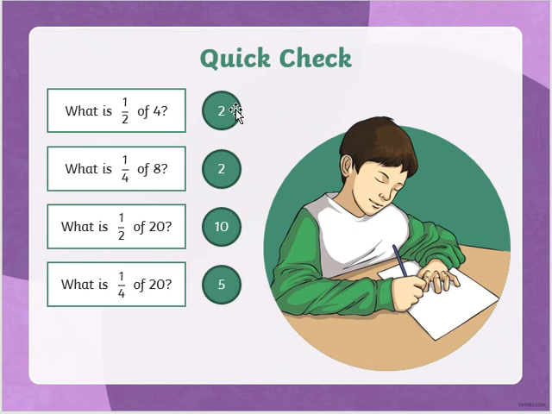As we said, 1/2 of 4 is 2. 1/4 of 8 is 2 because 8 divided by 4 is 2. 1/2 of 20 is 10. 20 divided by 2 is 10. And 1/4 of 20 is 5. 20 divided by 4 is 5.